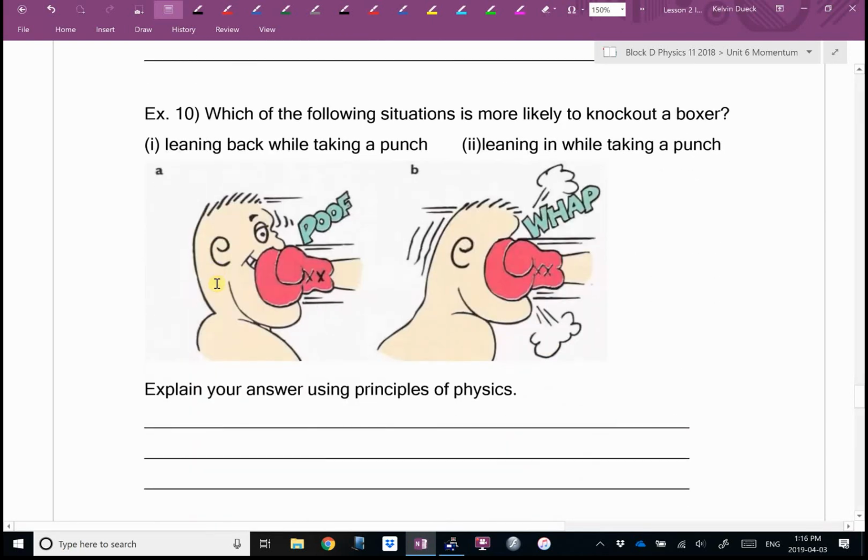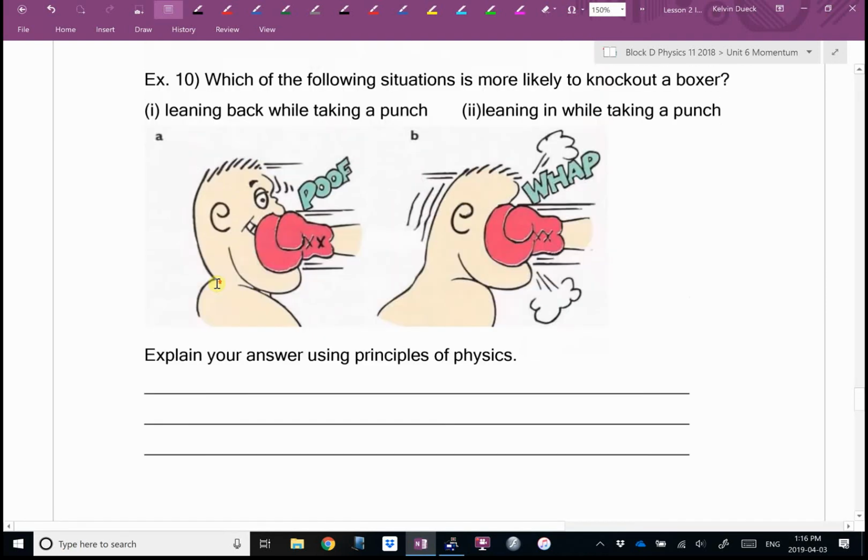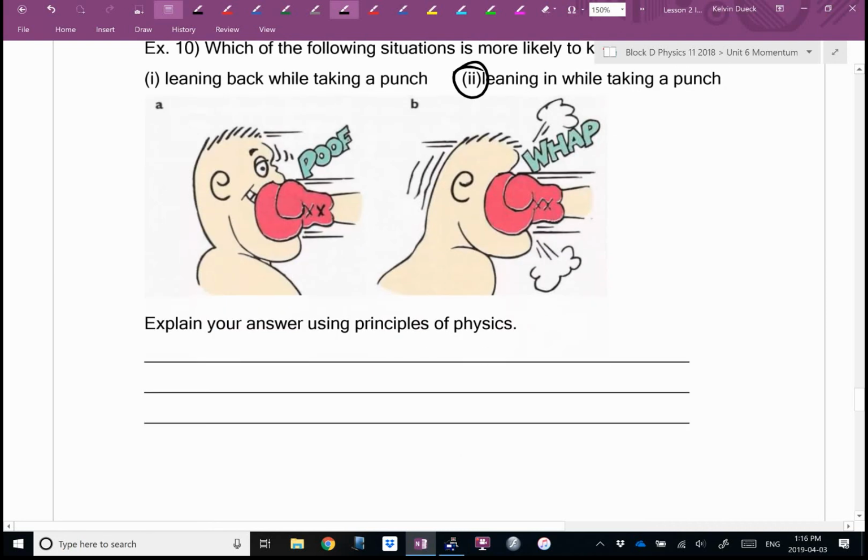Which of the following situations is more likely to knock out a boxer? Leaning back while taking a punch? Or leaning in while taking a punch? What variable is leaning in changing? Yeah, it's the time of impact. Okay, so explain your answer. Small force, big time versus big force, small time. Same impulse.